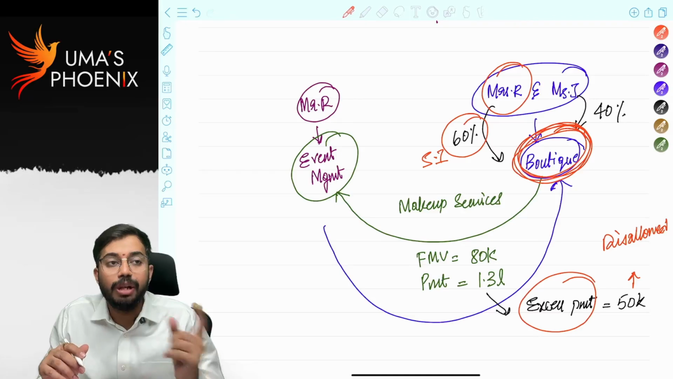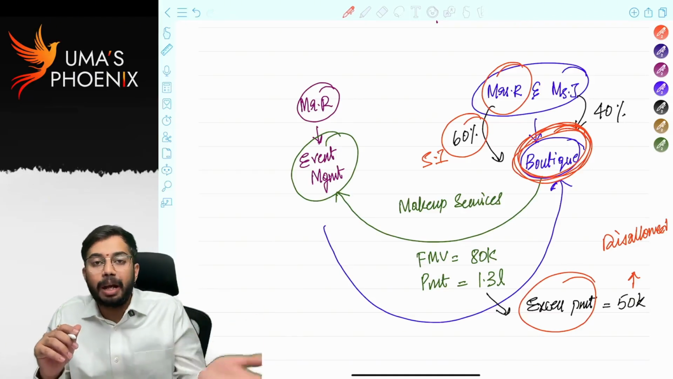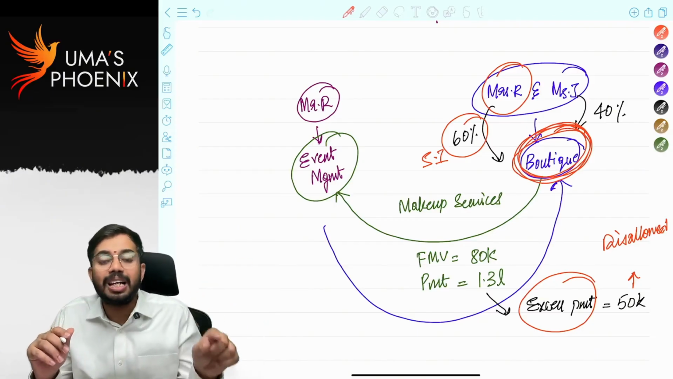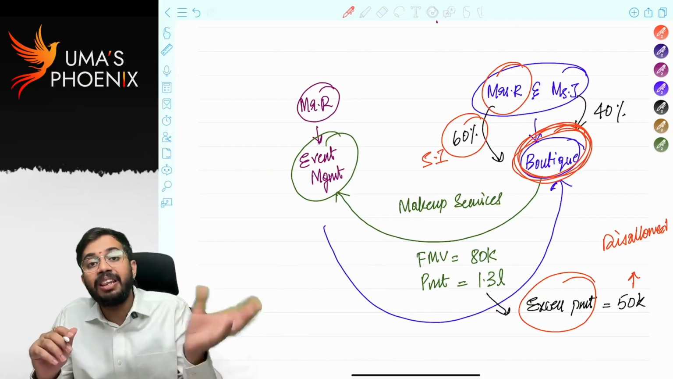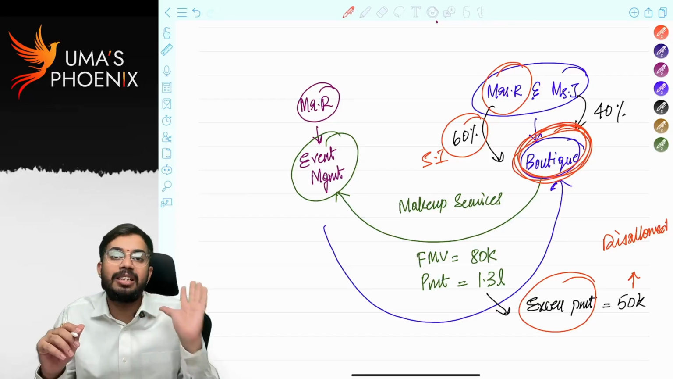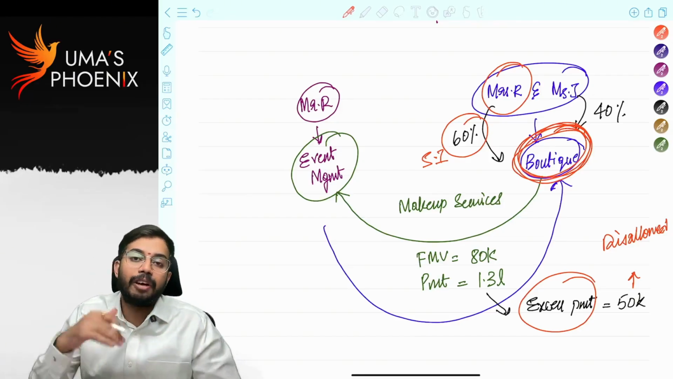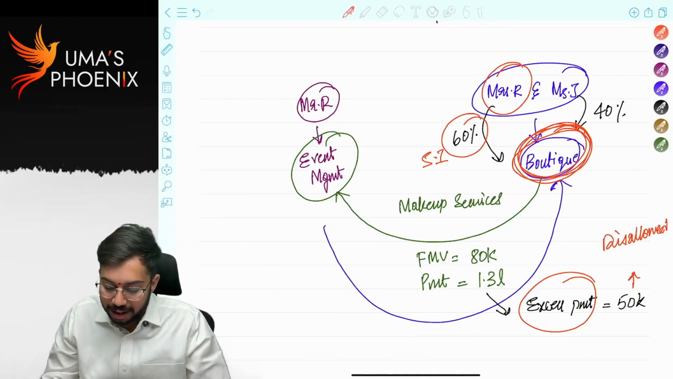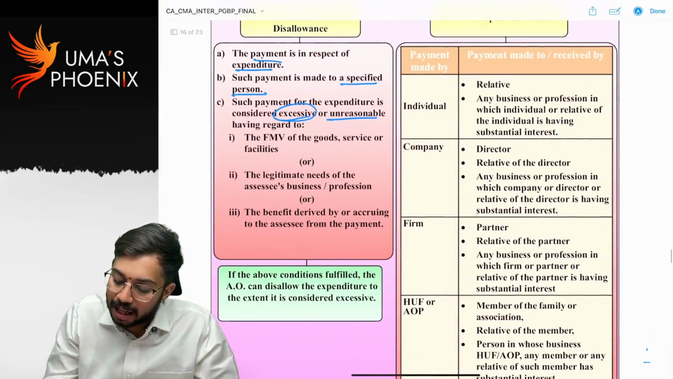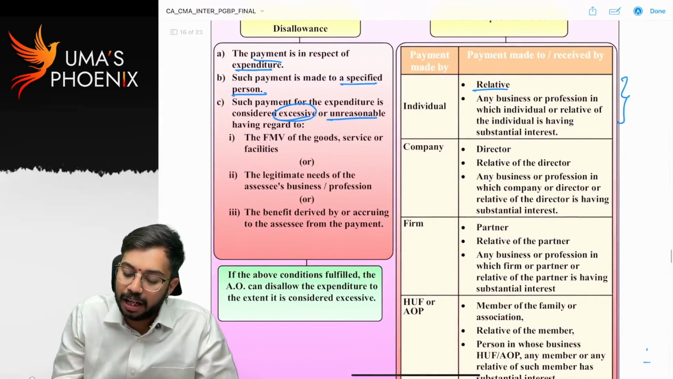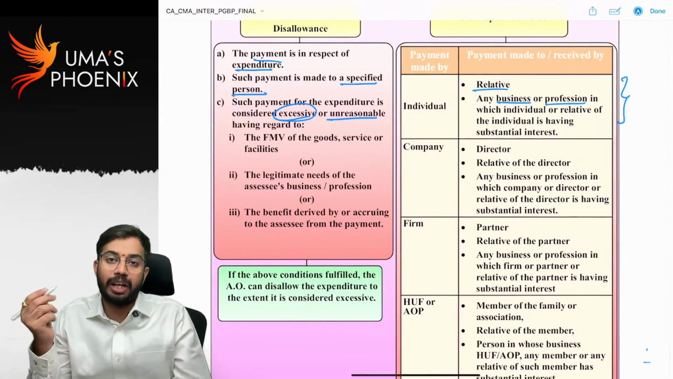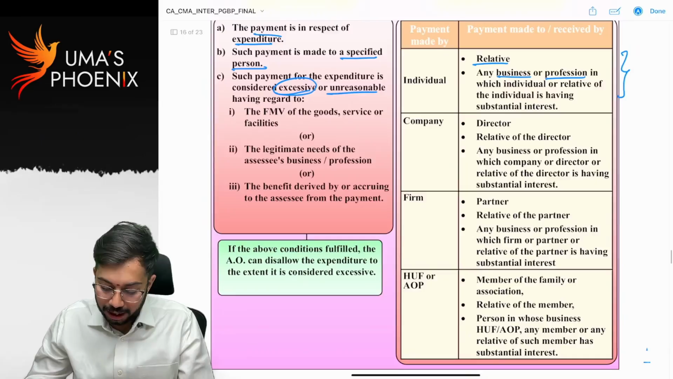Not only relative, any other business or any other profession in which either the individual or a relative of the individual is having substantial interest is also considered a specified person, and if any excess payment is made, that is not allowed as deduction. Is it clear? So for an individual, these are considered as specified persons: relative, and any business or profession in which the individual or relative of the individual is having substantial interest.